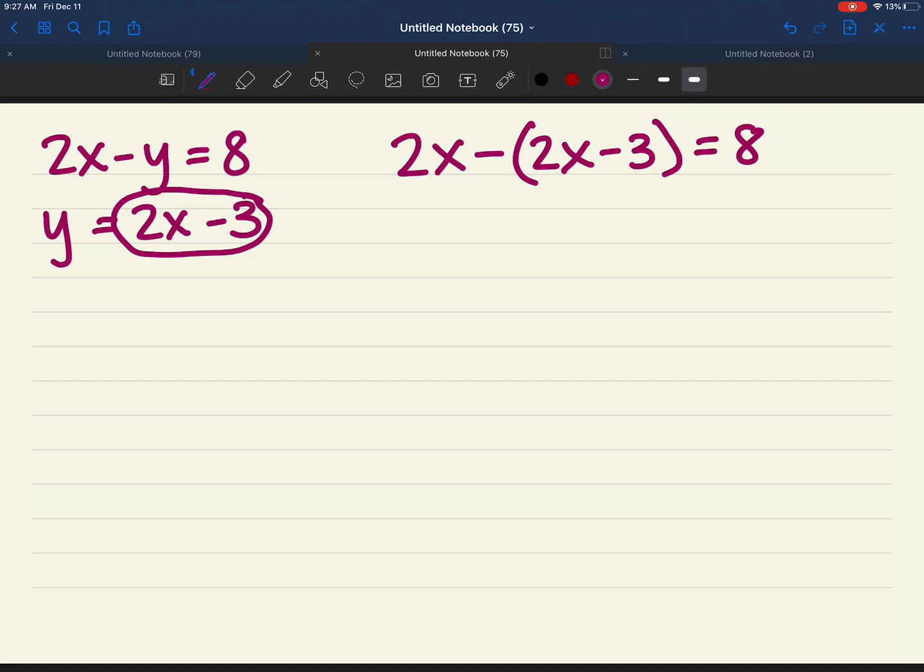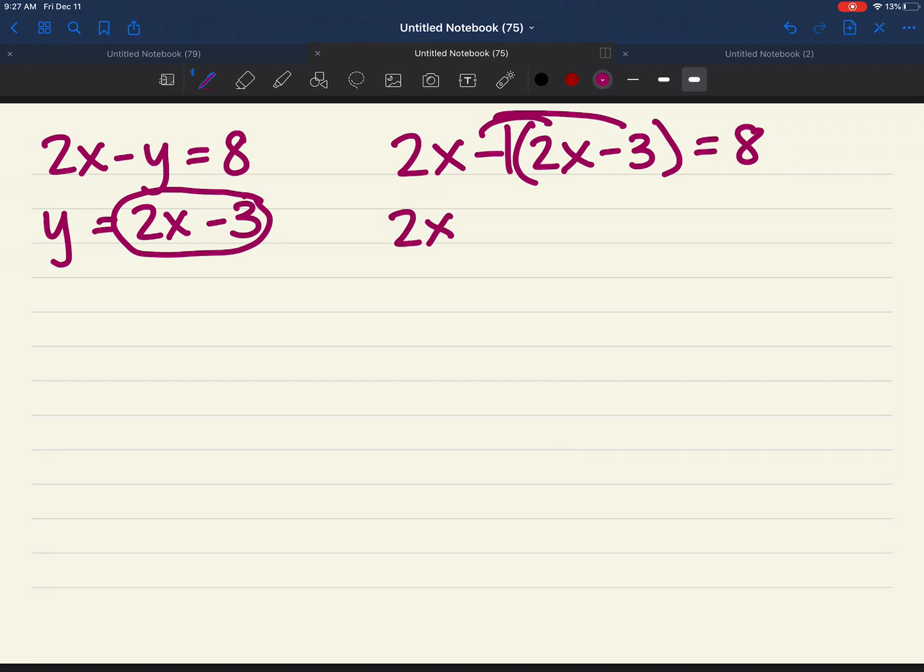Equals 8. Now, do you still have to distribute here? Is there a number in front of that parentheses that we don't see? One. Now, listen, you have an option. If you're subtracting everything in the parentheses, you could just change the sign of everything in the parentheses, or you can write in -1 and distribute. For most of you, it's going to be better to write that -1 in and distribute.